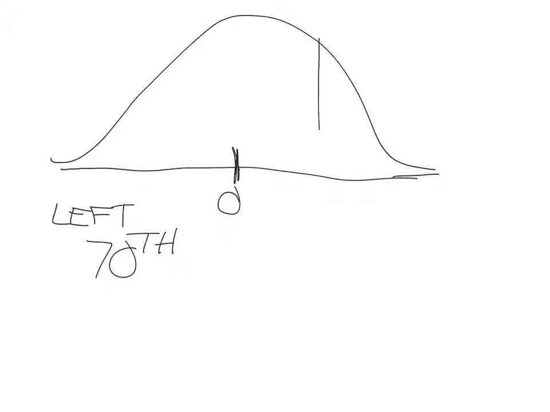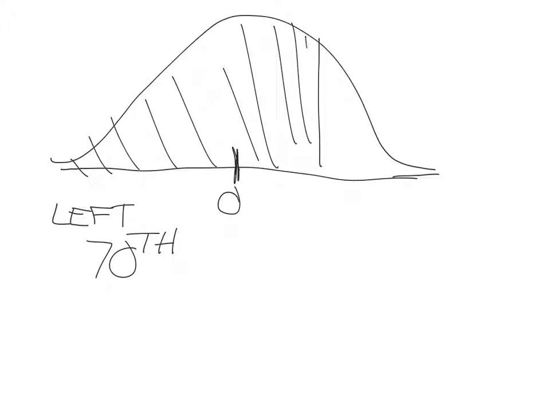I know it's going to be to the right of 0, because 0 is at the 50th percentile. I'll explain that in a second when I stop drawing. I want to shade in 70% of the curve. There you go, 0.7. And I'm looking for this horizontal value where I've just drawn that sloppy X. That's what I call K.